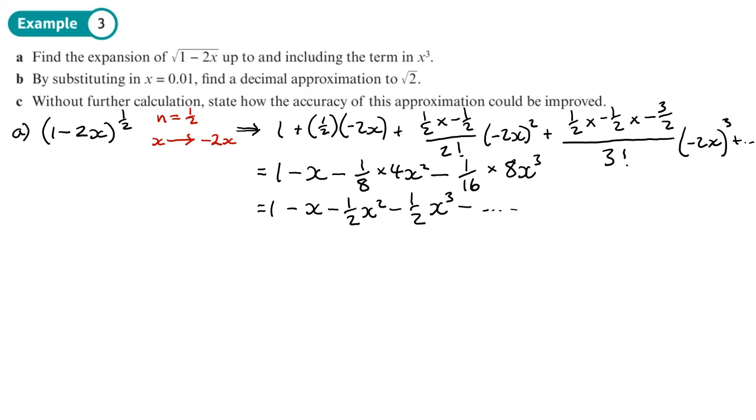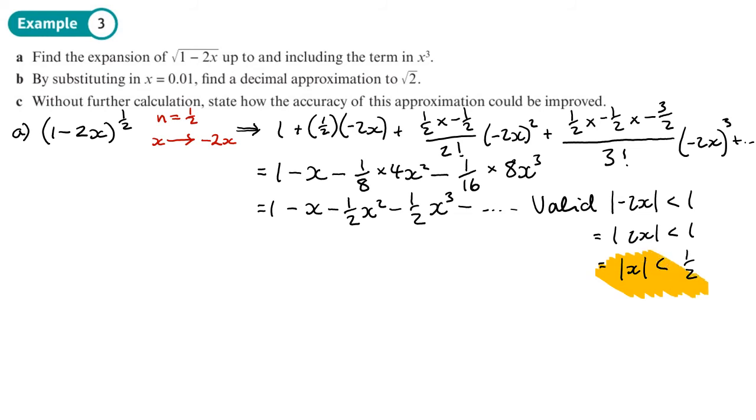Now we need to say what it's valid for. It's always good practice. So this is valid for negative 2x less than 1, which is the same as 2x less than 1, and if we divide through by 2, that's when modulus of x is less than a half. So we shouldn't be substituting any value into this which is not between a half and negative a half. Okay, and let's do our expansion there.